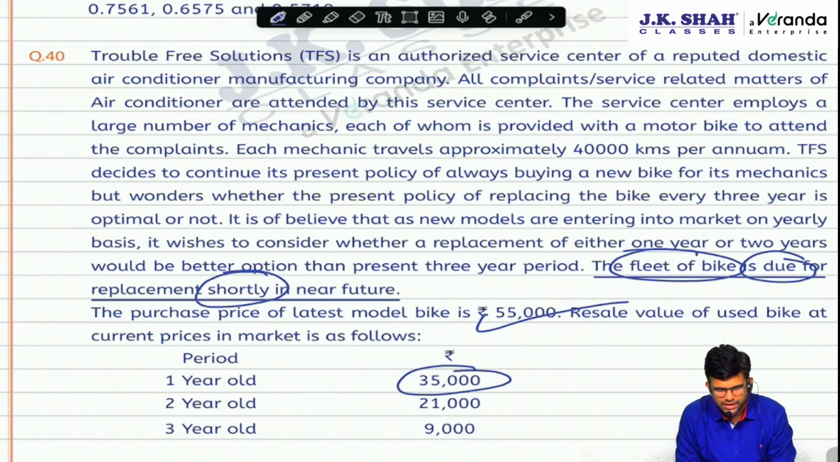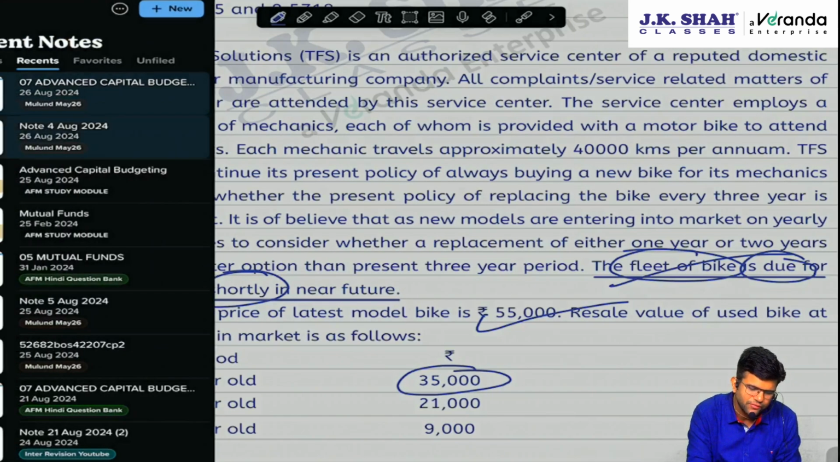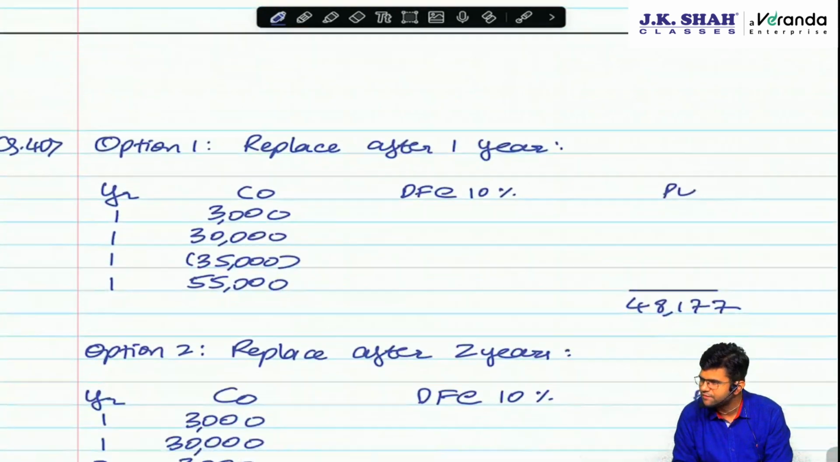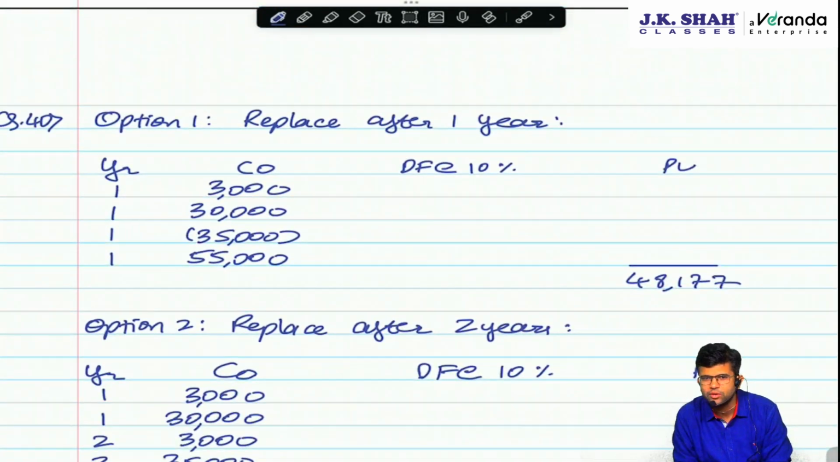Institute's understanding of this is, they are thinking, no, don't talk about this fleet of bikes. We will buy a brand new bike. I hope everyone is clear. And the brand new bike, should we replace in 1 year, 2 years or 3 years? Now students, you will say, then what is the difference in the solution? No difference will come except for the fact that this 55,000 purchase price that you have put, instead of being after 1 year, 2 years and 3 years, they will take it in year 0 for all 3 cases. I hope everybody is clear.